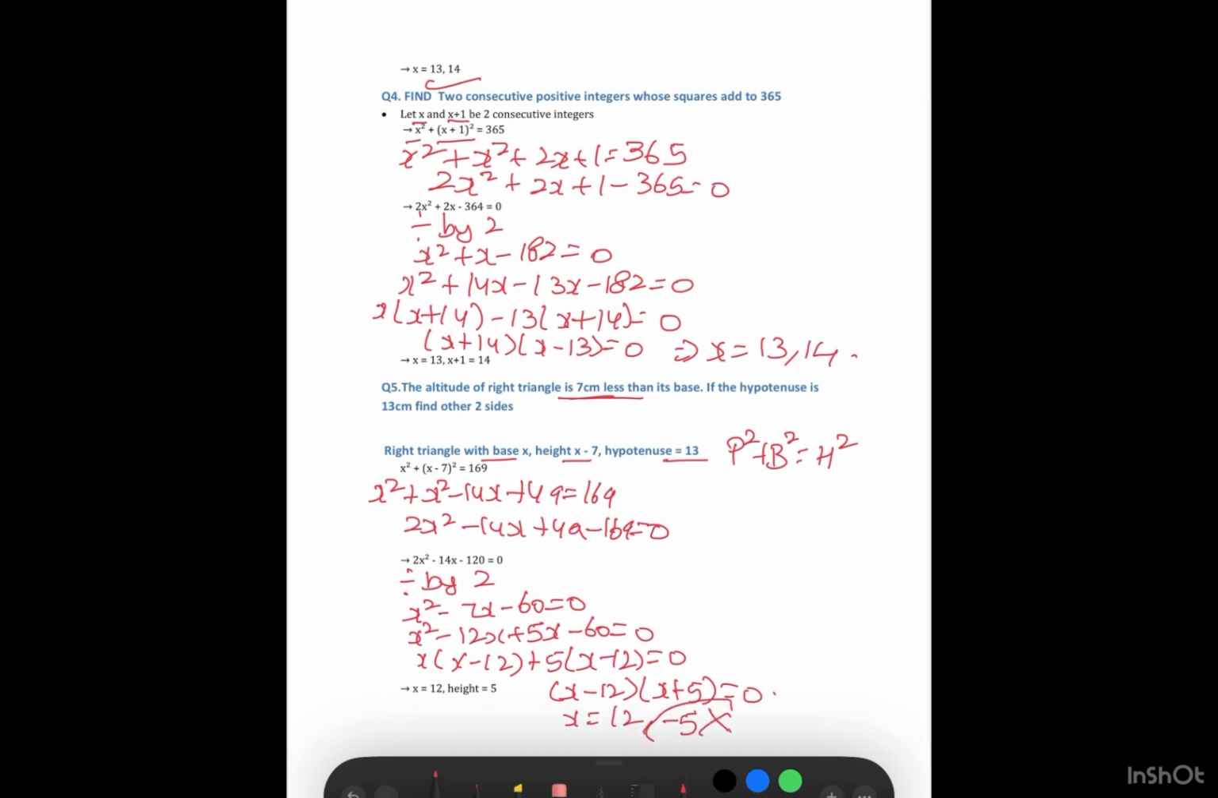Definitely x is equal to minus 5 cannot be our base, so we'll exclude that value. So the value of x is 12. If x is 12, the base is 12, then the height is 7 less than the base. So the height would be 12 minus 7, which is 5 centimeter. Again, I hope this question is clear to everyone.